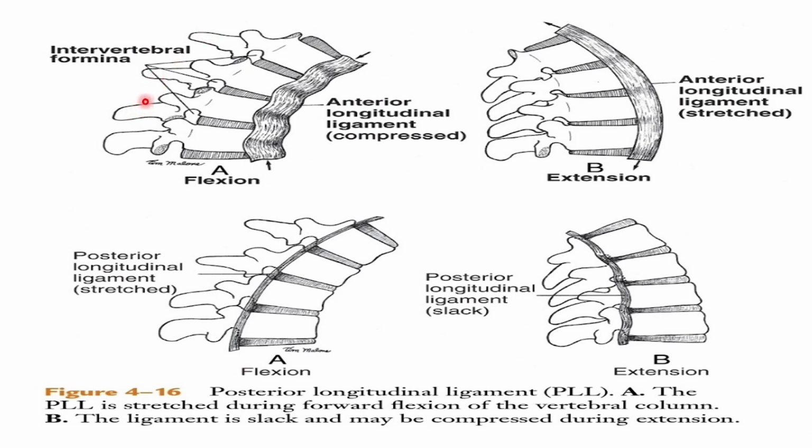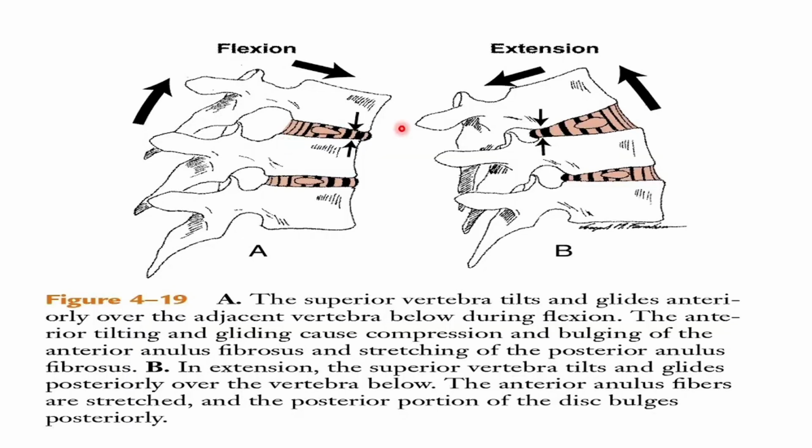Excessive hyperflexion will be prevented by these particular ligaments that are attached over the spinous processes, that is your interspinous ligament and your supraspinous ligament. So this is about the particular disc structure. The anterior annulus fibrosus will be getting compressed as well as bulging anteriorly. The posterior annulus fibrosus will be getting stretched.